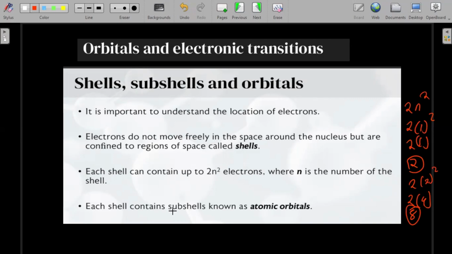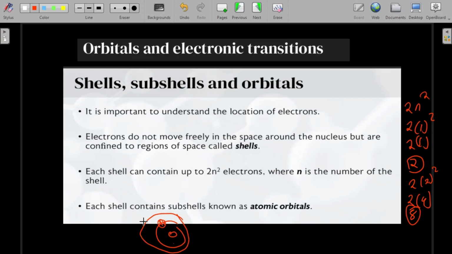Okay, so each shell contains subshells known as atomic orbitals. We have the nucleus, then shells surrounding this nucleus, where we are going to find electrons. Now, in these shells, there are what we call subshells. Those subshells are also known as the orbitals. In these orbitals, that's where these electrons are going to be located.